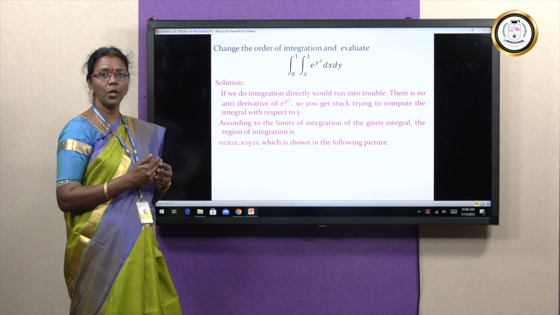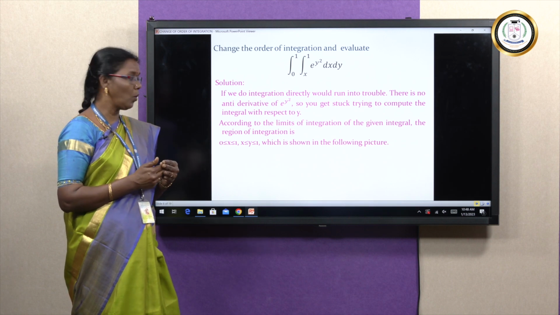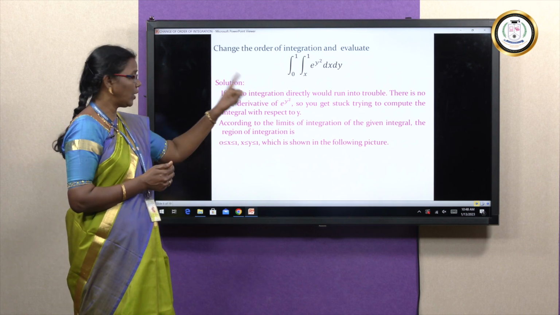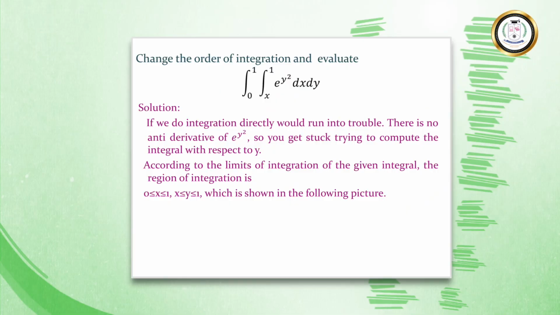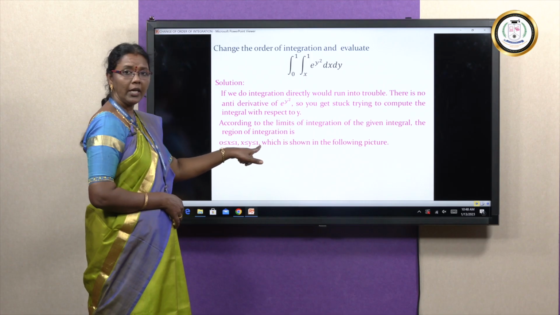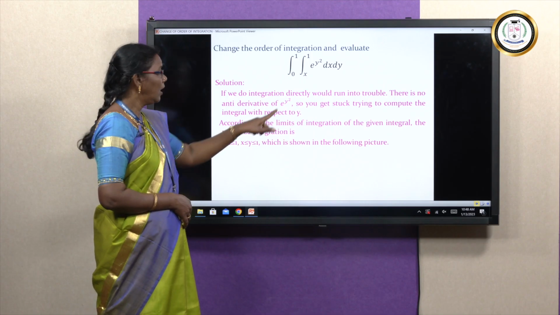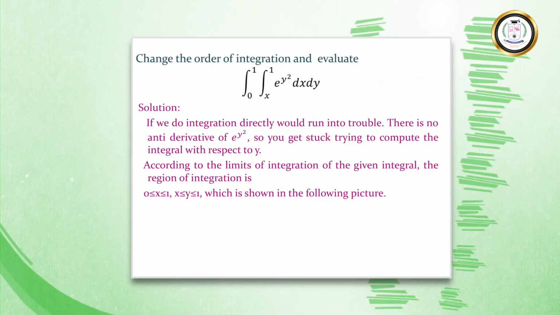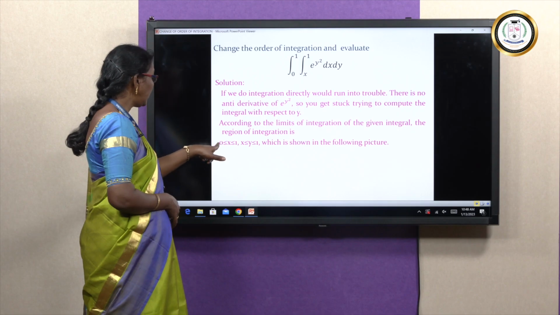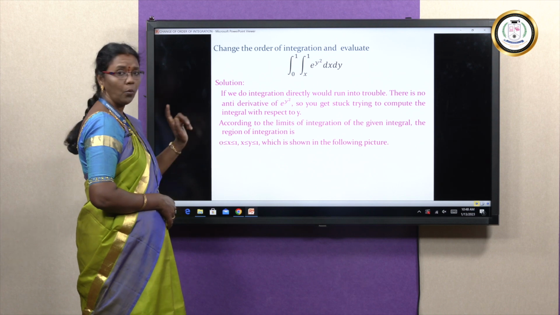So, before changing the order, first we will write the boundaries of the given question. The inner integration is with respect to y. So, that is the limit for y. We are writing the limits as y lying between x and 1. And the outer integration is for x. So, we are writing the limit of x as 0 and 1.